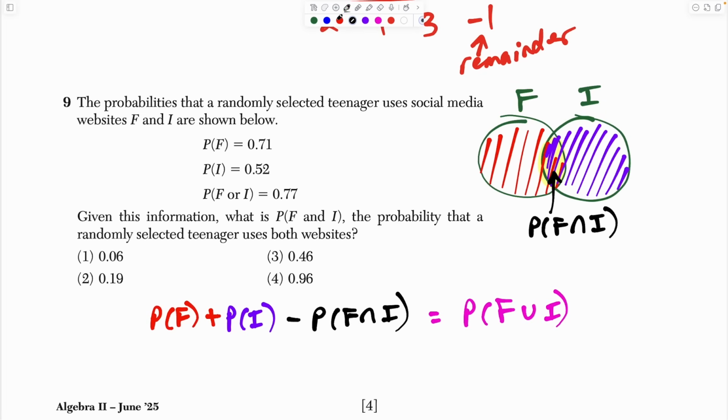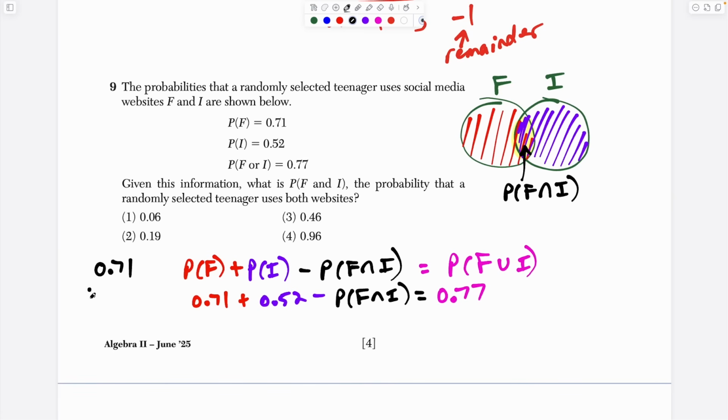So now I just plug this stuff in. So the probability of F is 0.71 plus the probability of I is 0.52, and then minus the probability of F and I is what we're looking for. And now we could say equals the probability of F or I is 0.77. Okay, so now this is the equation we want to solve. So we could just work this out. We have 0.71 plus 0.52, and we just add this up here, and we're going to get 1.23. So we get 1.23 minus the probability of F and I equals 0.77.